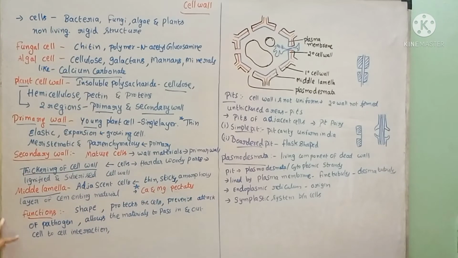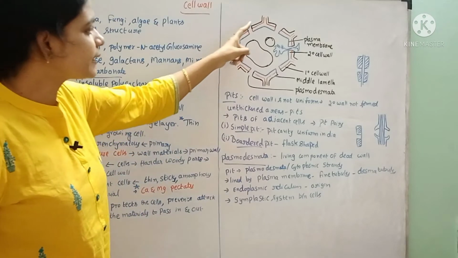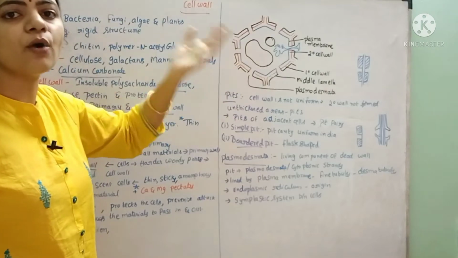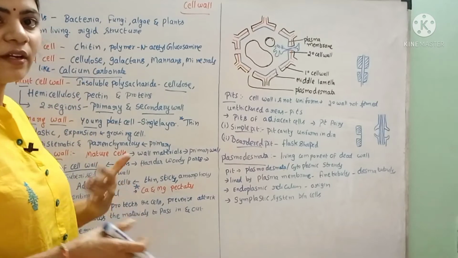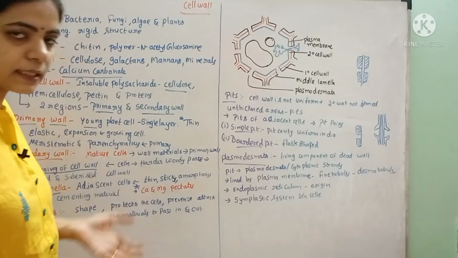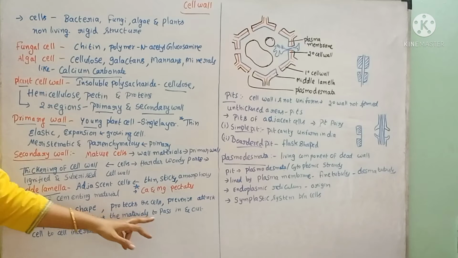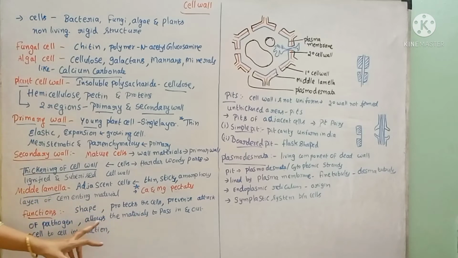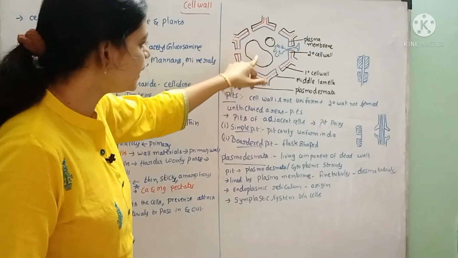But because of the presence of this cell wall that assigns a proper shape to the cell, and not only that, they protect the cells. The cell wall gives protection to the cells from the outer harsh environments, and prevents the attack of several pathogens. Pathogens means disease causing organisms like bacteria, fungi, viruses. From them, the cell is protected by this cell wall, and this cell wall allows the materials to pass in and out of the cells.